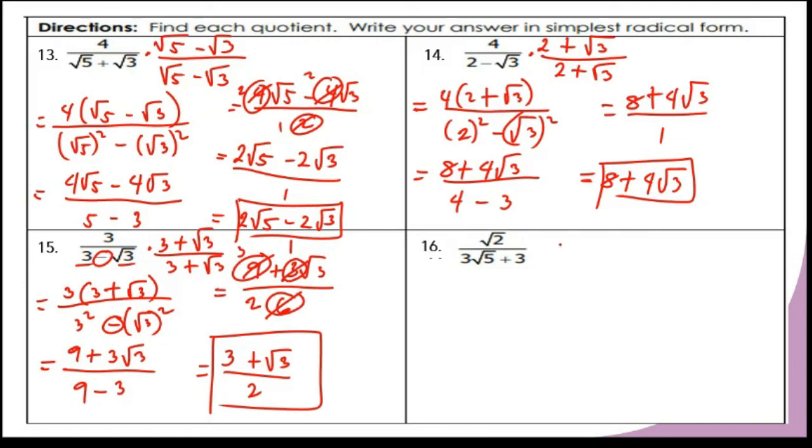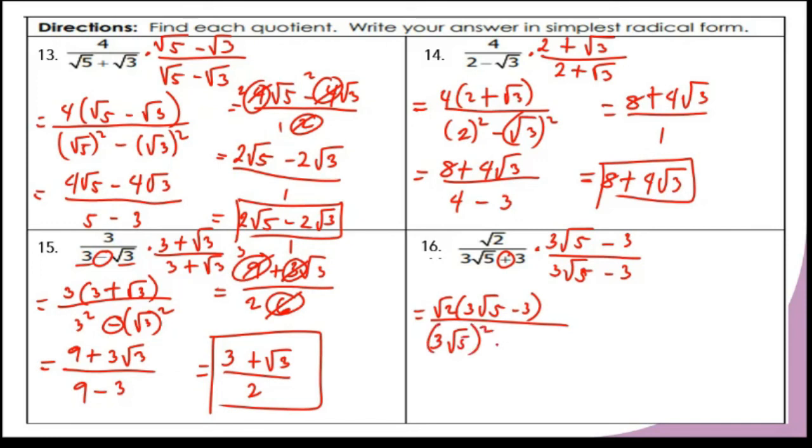Number 16. Square root of 2 over 3 square root of 5 plus 3. Again, we will be having the conjugate of the denominator, which is 3 square root of 5 minus 3. Since it is plus, we will be having minus. So 3 square root of 5 minus 3 all over 3 square root of 5 minus 3. So again, we will multiply. So square root of 2 times 3 square root of 5 minus 3 all over 3 square root of 5 squared minus 3 squared.